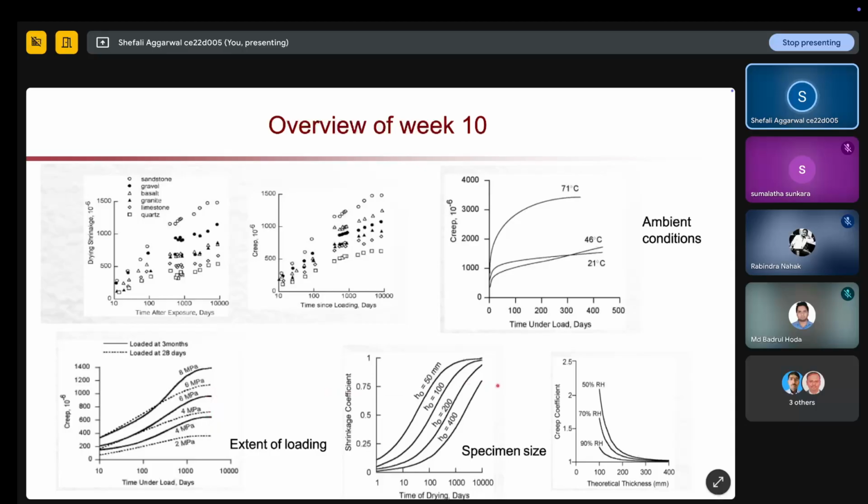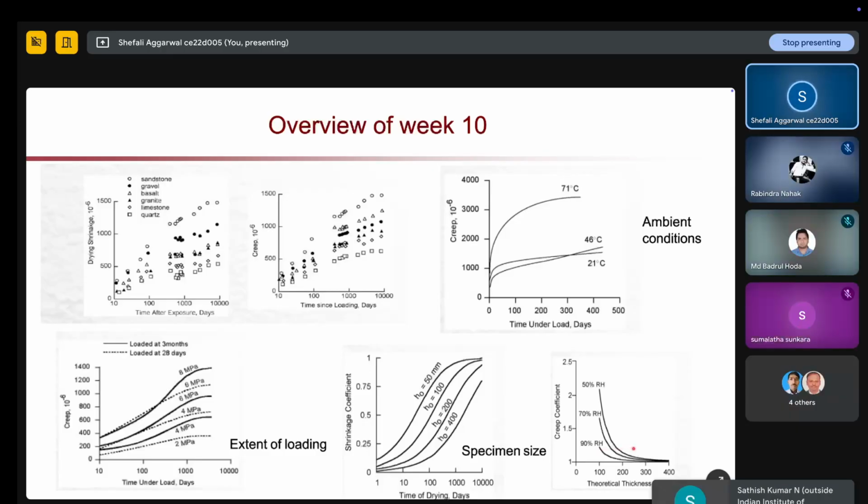In the same way, for other ambient conditions, in this case we are talking about temperature. If your temperature is higher, your loss of water will be higher. That also causes your creep and shrinkage values to increase as compared to lower temperature. And then relative humidity. In relative humidity, if you see, your creep coefficient is higher at 50% RH and very low at 90% RH. The other factor which is affecting is specimen size.